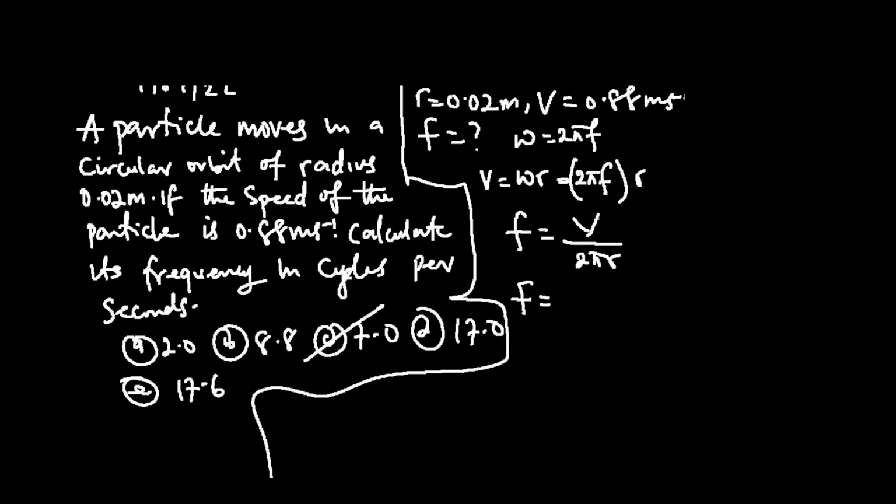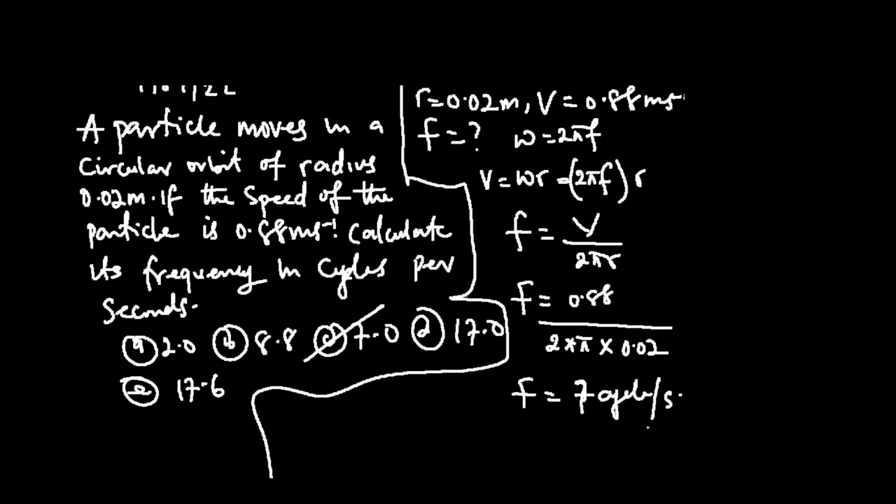So, frequency will now be 0.88 divided by 2 times pi multiplied by 0.02. When you do your math here, you have that f is equal to 7. F will be 7 cycles per second. You understand that now?